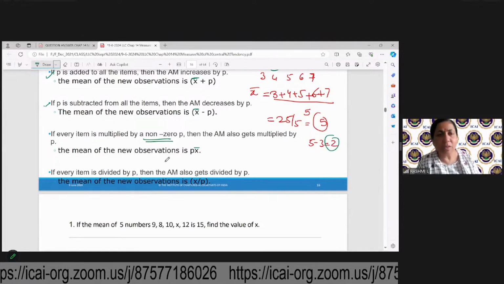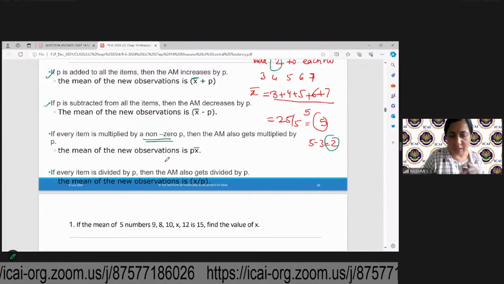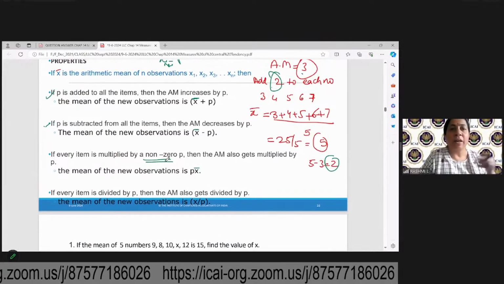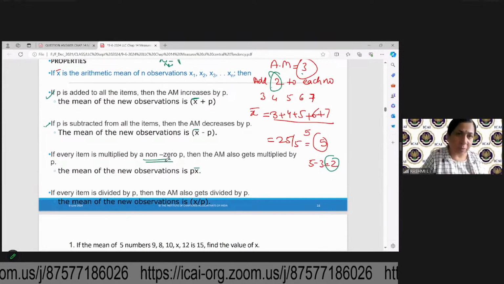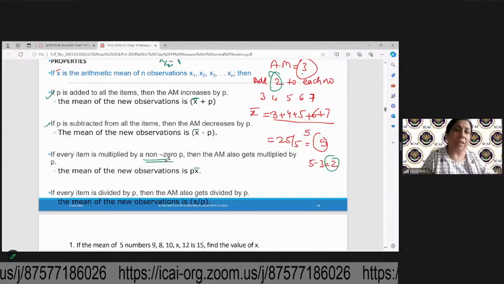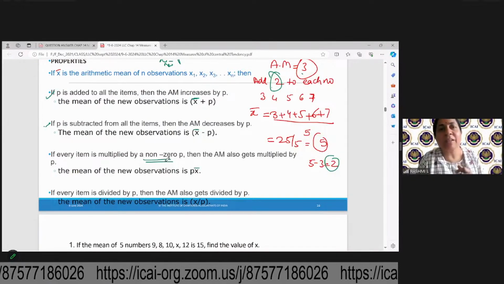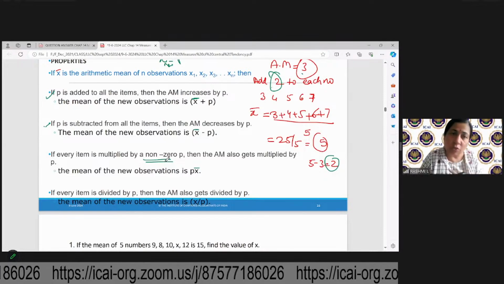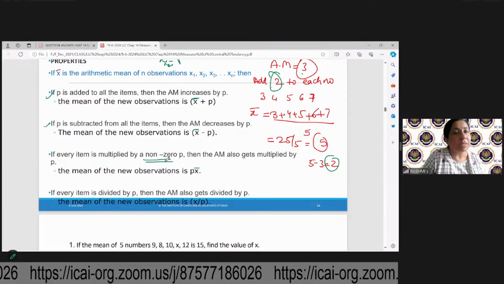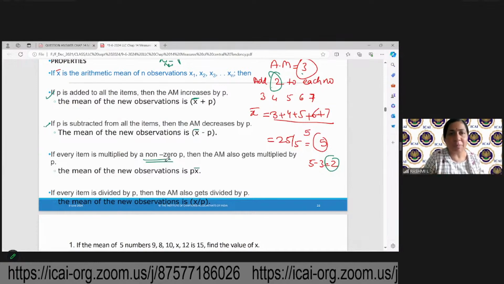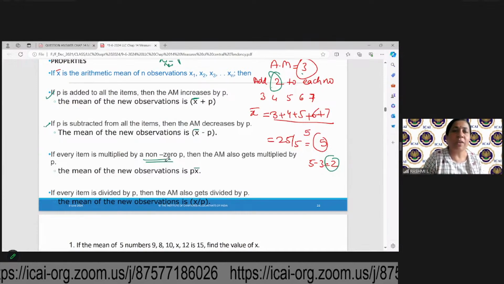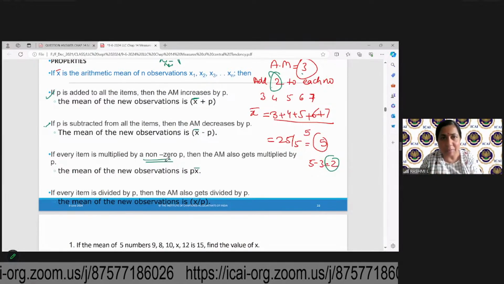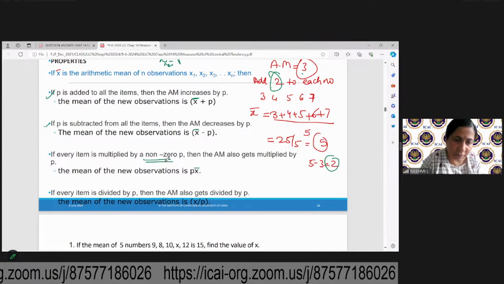So now you have these properties: addition, subtraction, multiplication, and division. If I add a particular number to all the data points, my average is also going to increase by that number. If I subtract a number from all the observations in the data set, then my average is also going to decrease. If I multiply, the number has to be non-zero. If you multiply by zero, nothing will be left, okay? So if I'm multiplying by some number, my average is also getting multiplied. If I divide by some number, then my average is also getting divided by it.